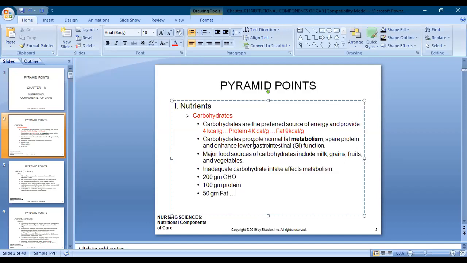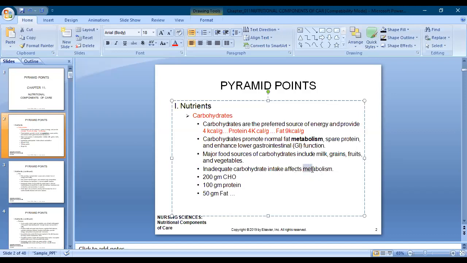So carbohydrate promotes normal metabolism, right? It also spares protein and enhances lower gastrointestinal function. The major food sources of carbohydrate are milk, then rice, some grains, fruits and vegetables. Inadequate carbohydrate intake affects the metabolism, right?